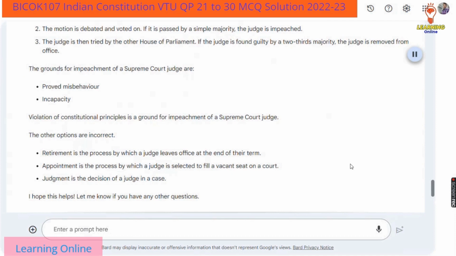Retirement is the process by which a judge leaves office at the end of their term. Appointment is the process by which a judge is selected to fill a vacant seat on a court. Judgment is the decision of a judge in a case.